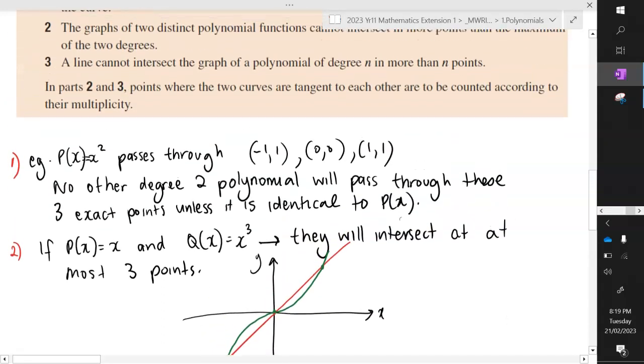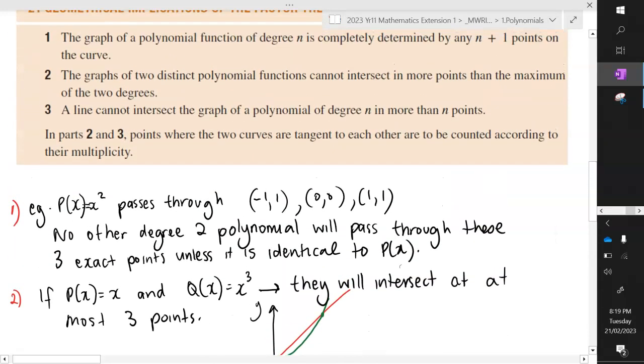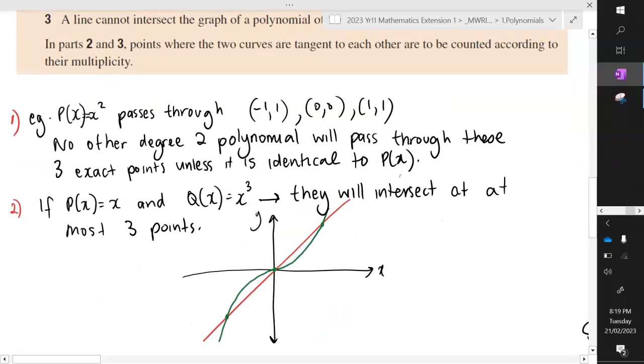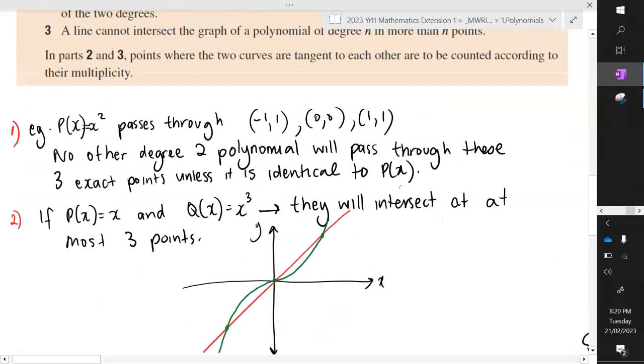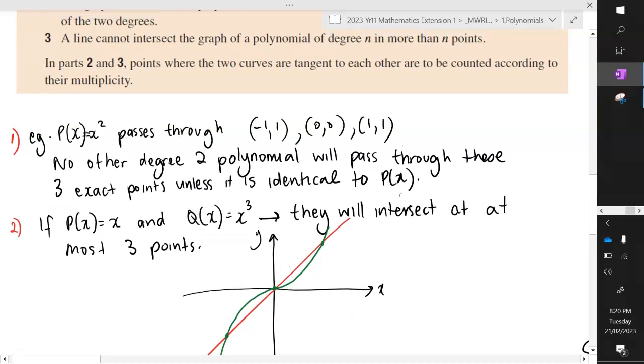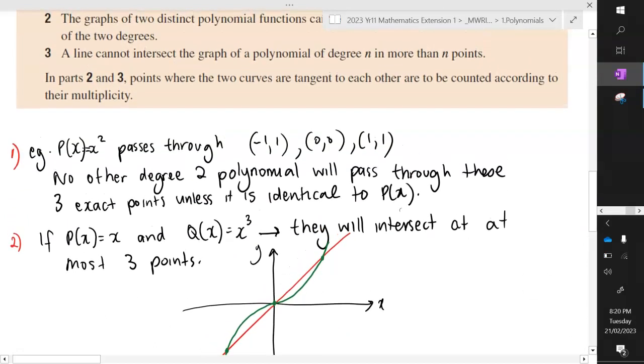Okay, let's have a look at that third point there. A line cannot intersect the graph of a polynomial of degree n in more than n points. So for that third point, I think we could probably have a look at the polynomials that we've got down below here. So a line cannot intersect, and here we have a line, y equals x, cannot intersect a graph of the polynomial of degree n. So our degree n polynomial is x cubed, it is of degree 3. It cannot intersect that in more than n points.